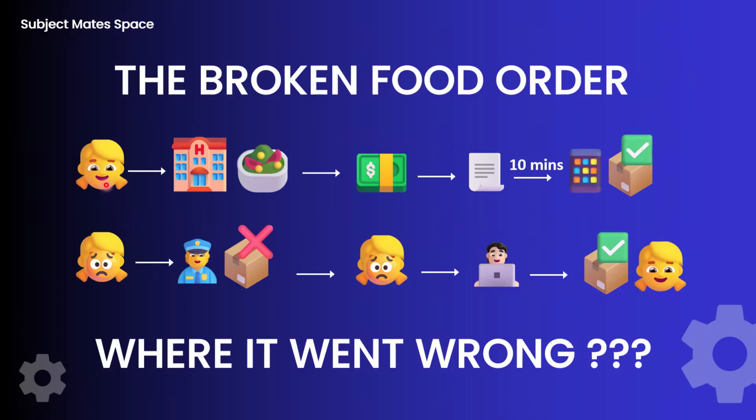There was a girl named Anu who ordered her food online via an application. She paid the money, she got the order confirmation, but within 10 minutes, the application showed that her food was delivered. Anu panicked. She went to the security guard Bhaiya and asked, Bhaiya, did I receive my order? The security guard said, No, madam, your food order is still not delivered.